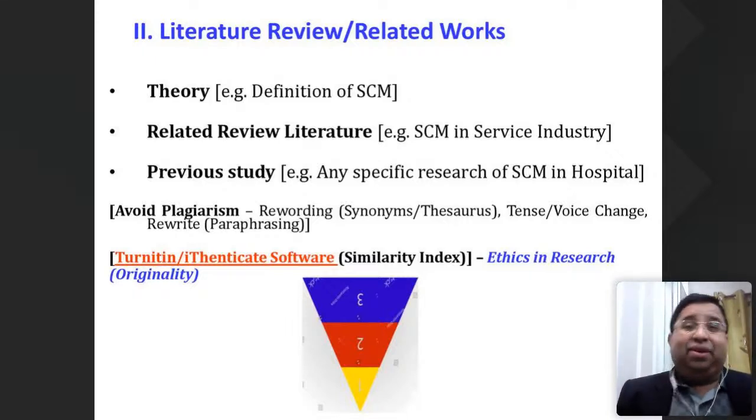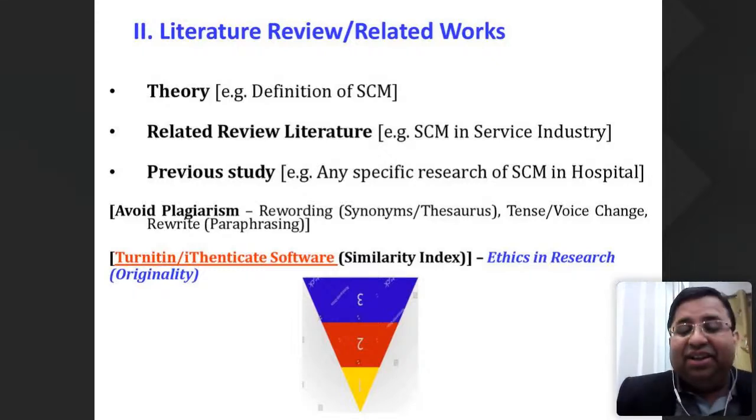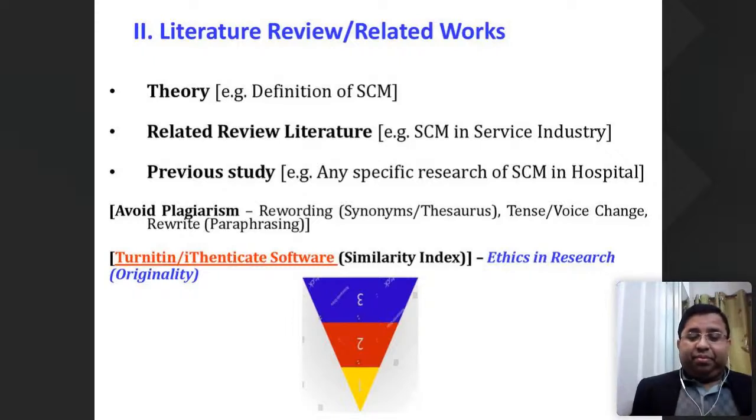So you have to read one paragraph and then rewrite it. You call it paraphrasing. That is the way you can reduce plagiarism. Nowadays we have lots of software, translating software, authenticating software. If you use the software, then we can explore the similarity index.